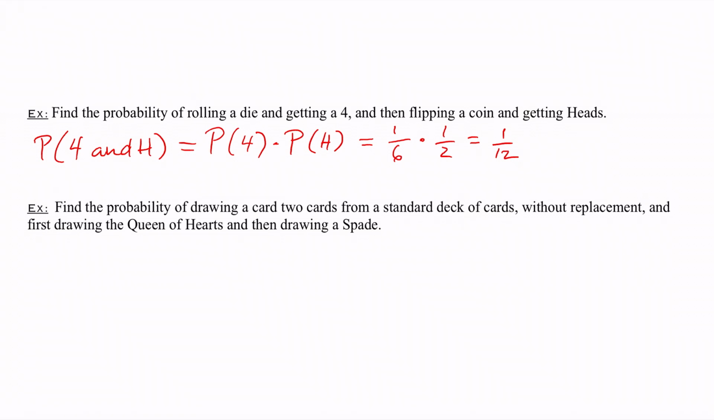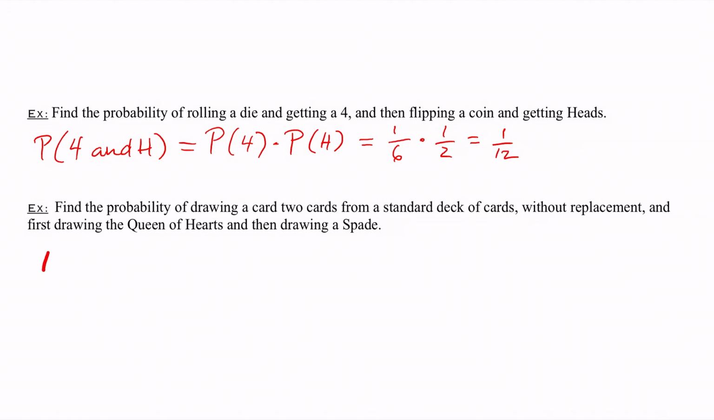In the next example, find the probability of drawing two cards from a standard deck of cards without replacement, and first drawing the Queen of Hearts and then drawing a spade. Okay, so in this case, we're drawing two cards without replacement, and so when I pick the first card out of the deck and go back to pick a second card, I'm not replacing the first card, so there's a different deck of cards that I'll be choosing from.